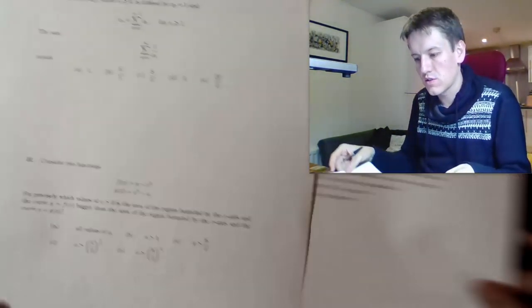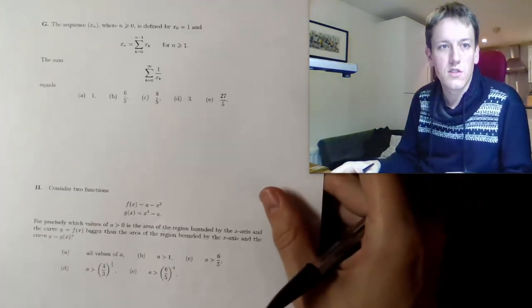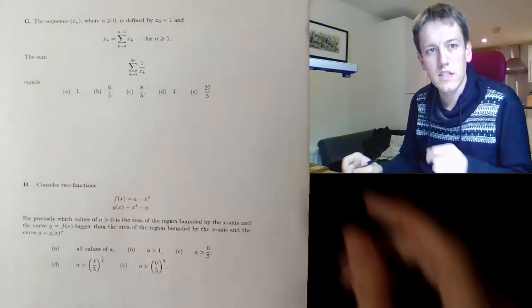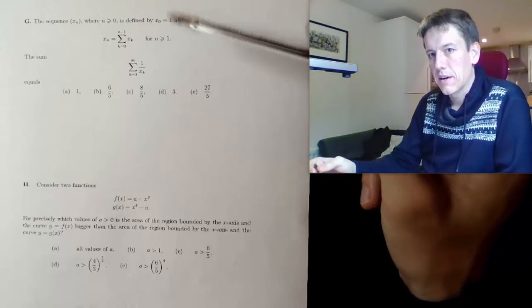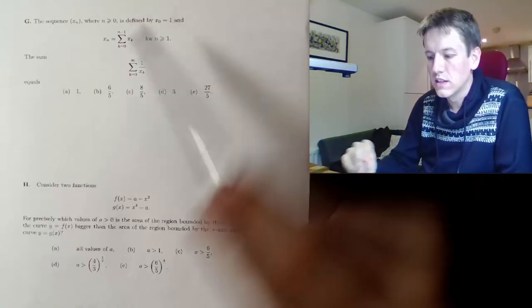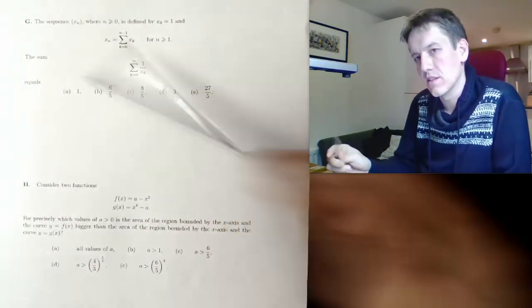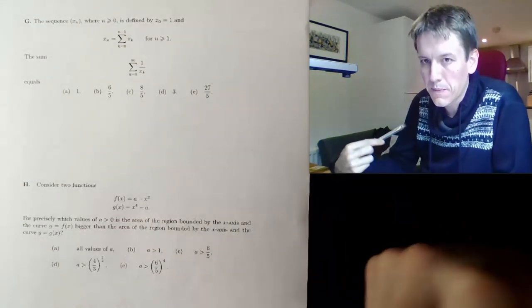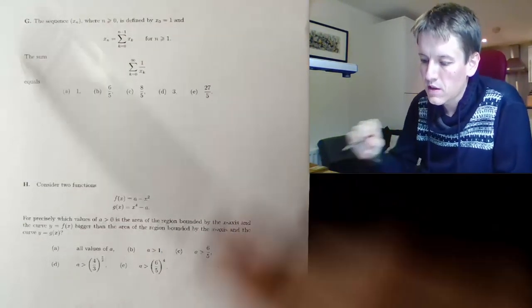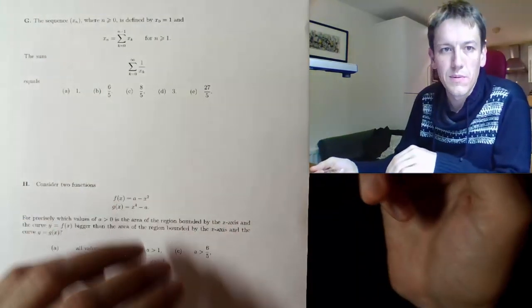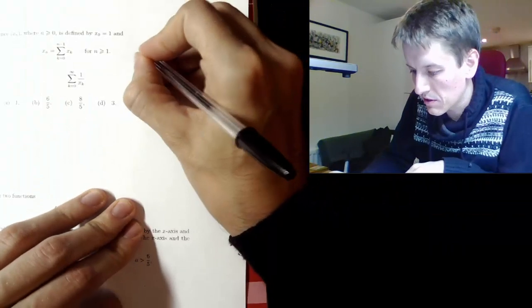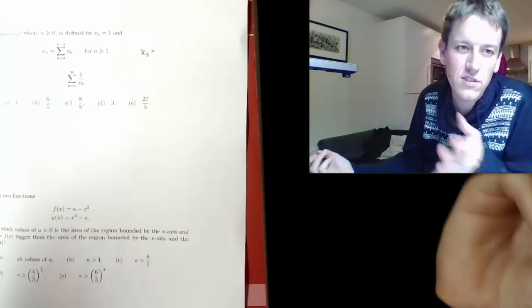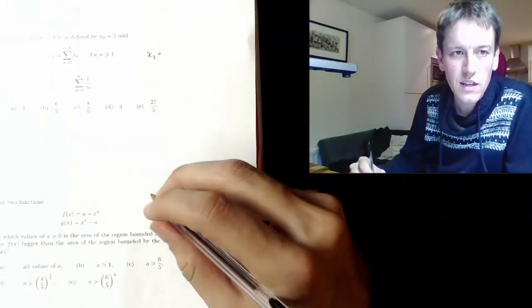Okay, let's go on to the next question here. G, the sequence x n, where n is greater than or equal to 0, is defined by x 0 equals 1, and then x n is defined by this sum from k equals 0 to n minus 1 of x k. So what that means is, let's think about what this would mean for a typical value. Let's just take x 3. You could do this with any value of n.